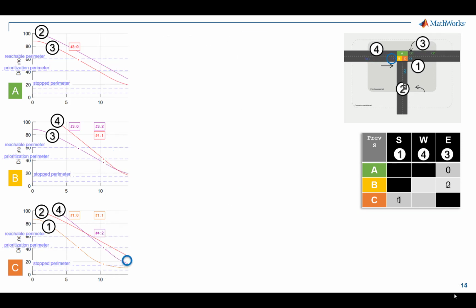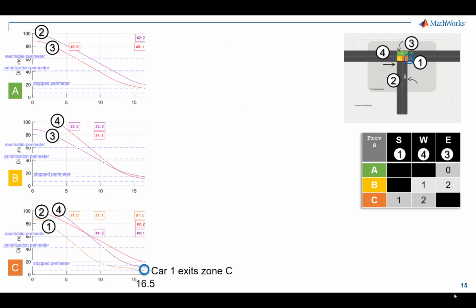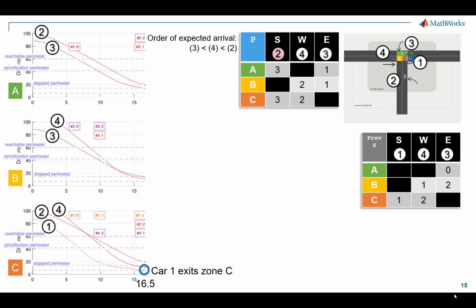So then time moves forward, and at time equals 16.5, car 1 exits zone C. So this is our next reassignment event. At this point, car number 2 is the new head of the segment coming from south. And the order of expected arrival is 3 followed by 4 followed by 2. So you get the numbers 1, 2, and 3 in this table like this.